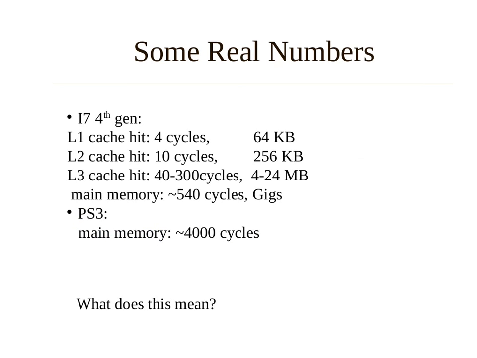So some numbers, i7 4th gen. Oh wow, I haven't updated this for the PS4. L1 is 4 cycles, L2 is 10, L3 is 40 to 300. Main memory is about 540 cycles. It really depends on many factors. PS3, it took 4,000 cycles to go to main memory. So what does this mean? What does this mean to you?